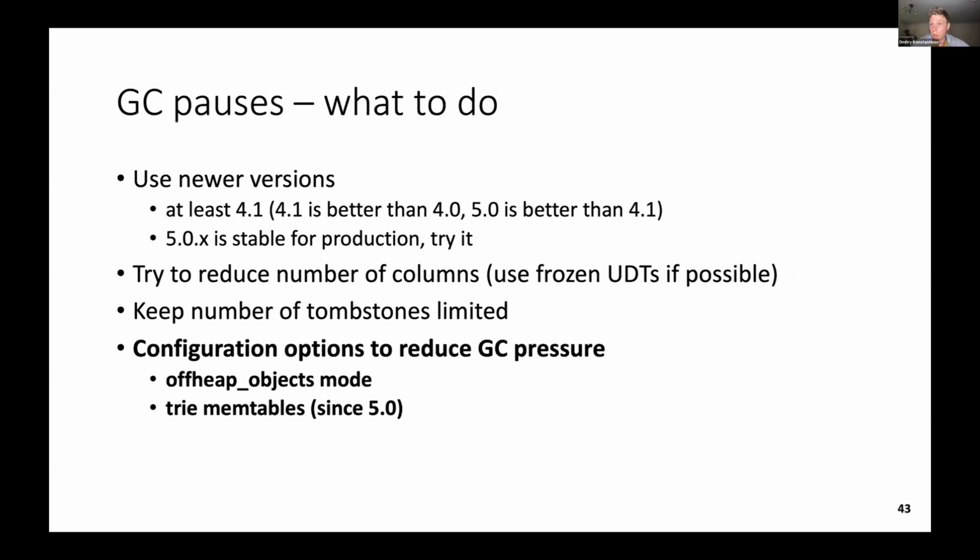And what you can do from a configuration point of view here is you can move more data off heap, ideally using offheap_objects mode for your memtables. And if you speak about 5.0, you definitely should try the new memtables, which are much more friendly to GC, and in general you will get a high performance improvement. I think John shared quite a lot about it during his live sessions.